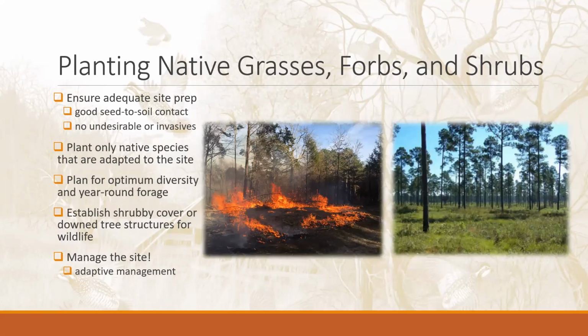The next thing that we can look at doing is planting native grasses, forbs, and shrubs. In order to properly establish our native grasses, we need to ensure that we have done adequate site prep. Most of the time that's done with herbicide applications, and the herbicide that's going to be used is dependent on the species that is growing there at the time. But we want to ensure that we have good seed to soil contact, and that we try to get rid of the undesirable and invasive species as much as possible before we plant, because our natives don't grow very much the first year after being planted, so they are very easily outcompeted. We want to try to reduce that competition as much as possible. We want to plant only native species that are adapted to the site.